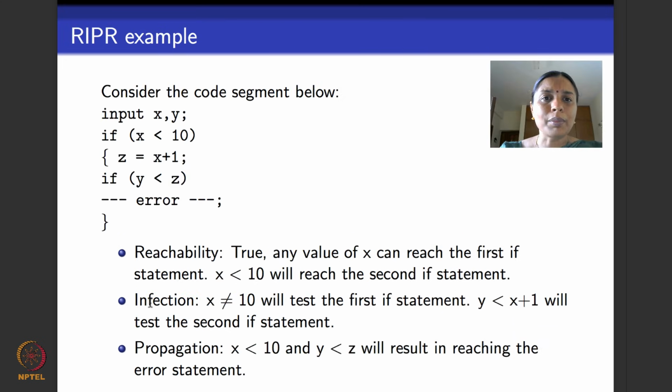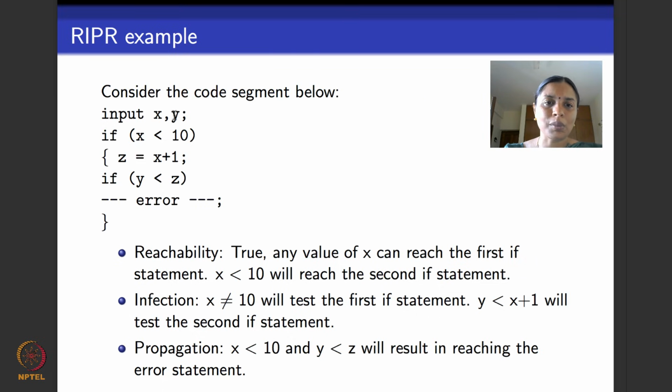So here is an example of an RIPR model. You consider the small code fragment that is given here. I have not given the full piece of code here. I have just given a small fragment of the code. In this small fragment of the code, there are 2 inputs, X and Y, and then there could be other statements, a lot of other commands in the software.